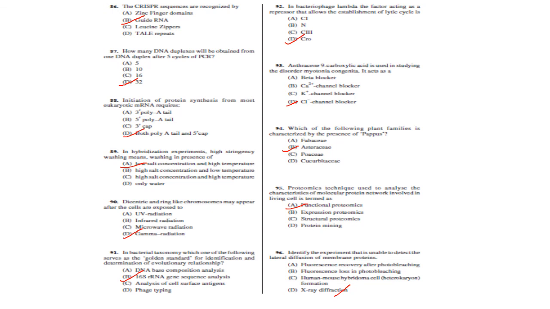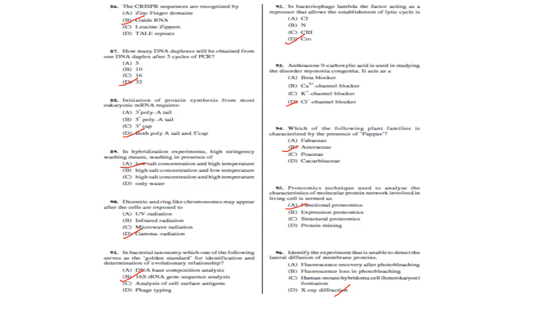Then next one. Anthracene 9 carboxylic acid is used in studying the disorder myotonia congenita. It acts as a... So this myotonia congenita is caused by changes or mutations in the gene called CLCN1, which is responsible for shutting off electrical signals from neurons to the membrane of skeletal muscle cells. So a mutation in this gene results in increased signals to the skeletal muscles.